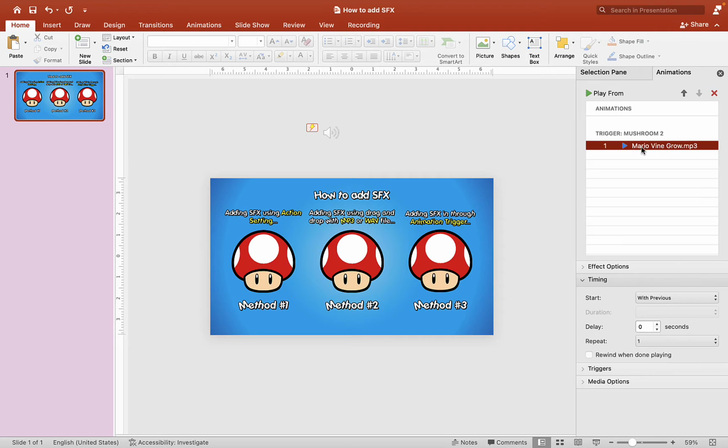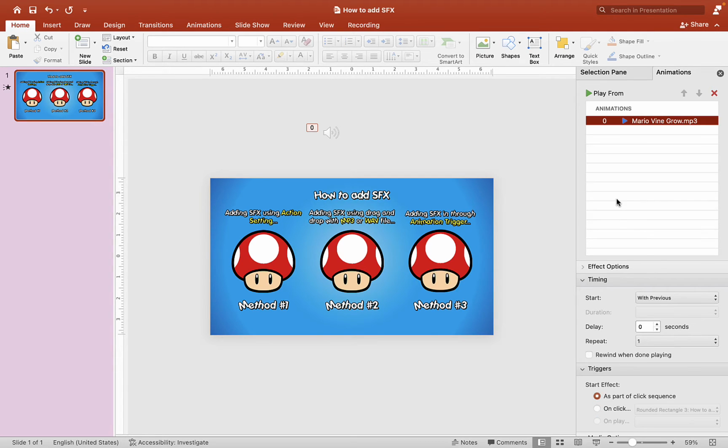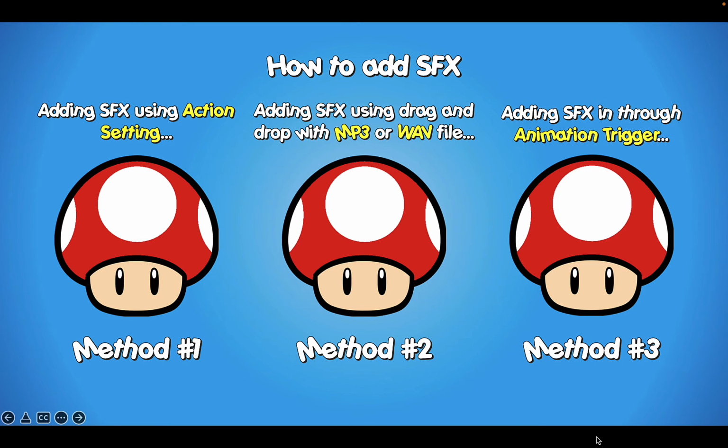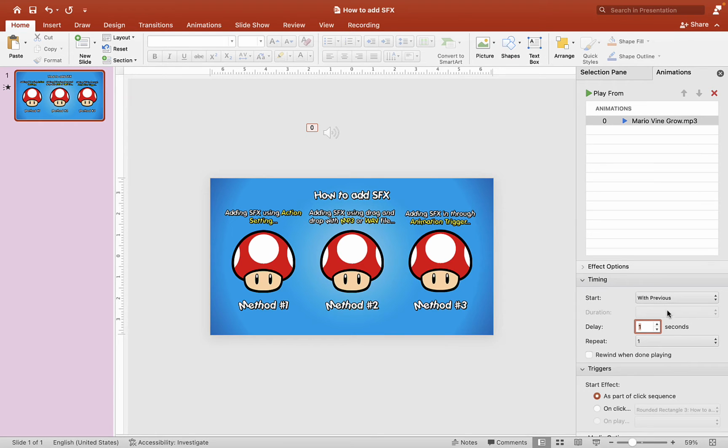Oh, if you want to do with previous, it can't be under the trigger here, so we have to change the trigger to as part of the sequence. And now we can test it out again. 1 second. There he goes. Now it plays automatically with a delay of 1 second.